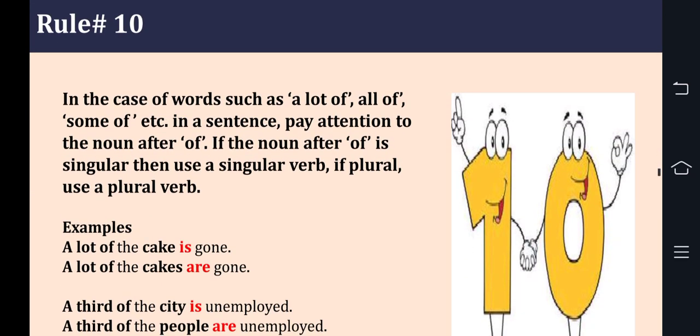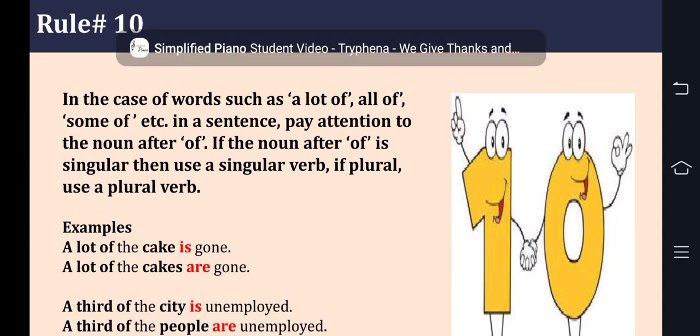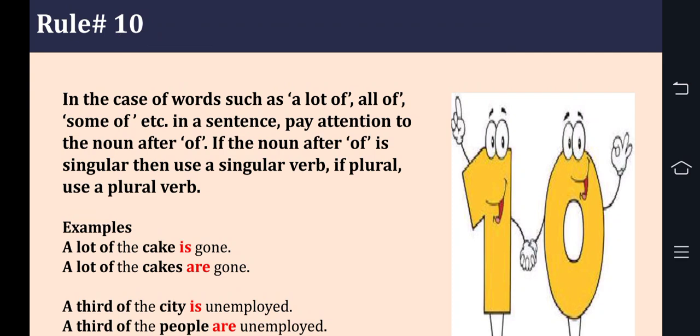Now we will see rule number 10. In the case of words such as a lot of, all of, some of, etc., in a sentence, pay attention to the noun after "of." If the noun after "of" is singular, then use a singular verb. If plural, use a plural verb. Examples: A lot of the cake is gone. A lot of the cakes are gone.